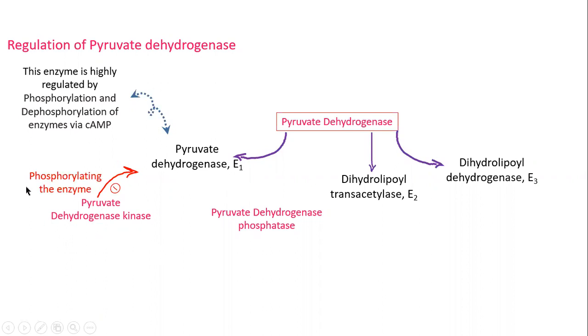Next, how is it inhibiting this enzyme E1? By phosphorylating the enzyme. Phosphorylating means addition of phosphate groups. Addition of phosphate groups will cause this E1 to be inhibited.